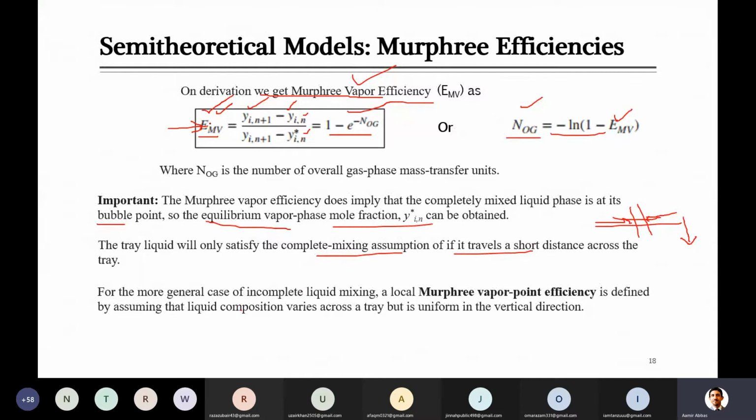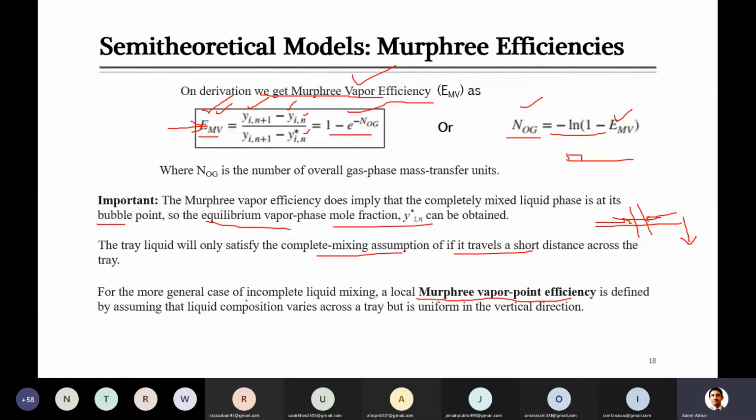As I said, this is the efficiency of one tray, and if there is complete mixing, that is fine. But in other cases, sometimes you also go for another kind of efficiency related to this, called Murphy vapor point efficiency. This is again on the surface of one tray, but we consider a small portion of the tray and ask what the efficiency is on that small portion, and that is called Murphy vapor point efficiency.